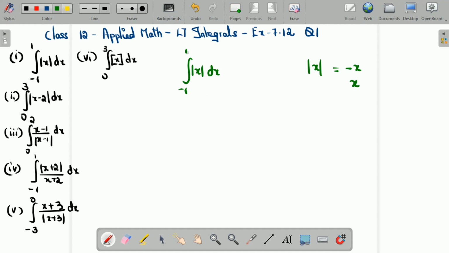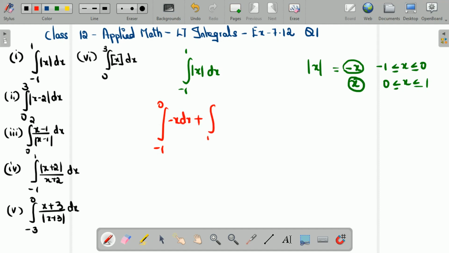So with that in mind, with this limit, let's break this function into two parts, minus x and x. Here the limit is between -1 and 0, where the function takes the value of minus x, and it takes the value of plus x for x between 0 and 1. So let's break this integration into two parts: from -1 to 0 we will have minus x dx, and between 0 and 1 we will have just x dx.